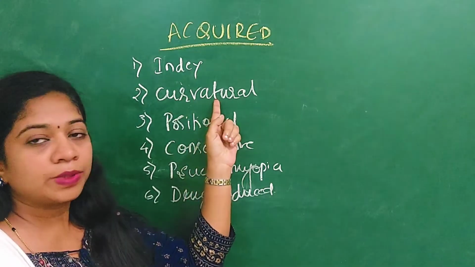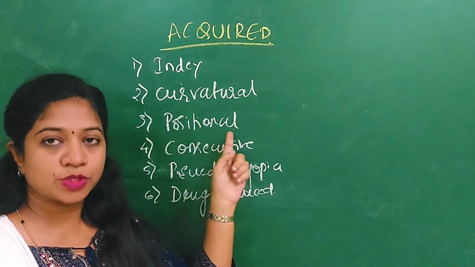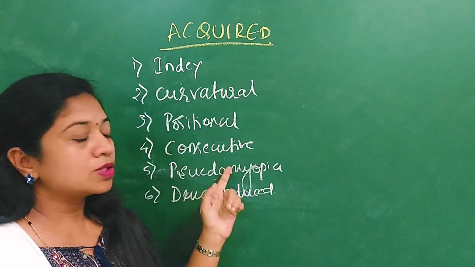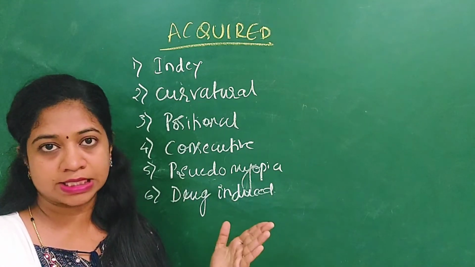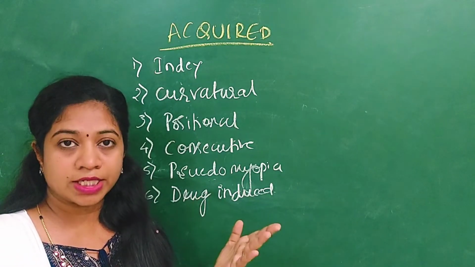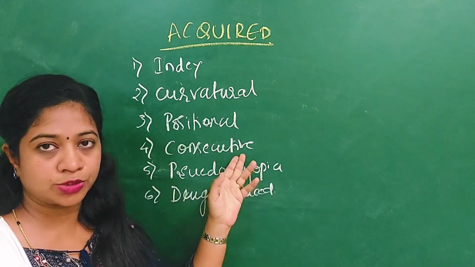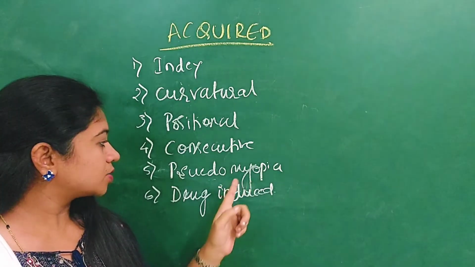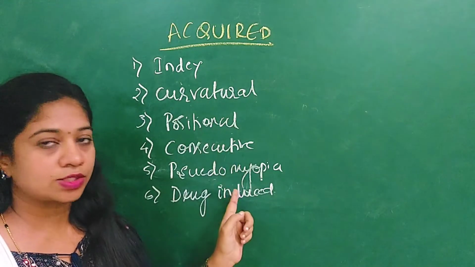Curvature myopia, because of increased curvature of the cornea or the lens, which I have explained. Positional myopia, because of anterior displacement of the lens. Consecutive myopia, because of overcorrection of hypermetropia following surgery, or because of overcorrection when you place the PC IOL, the power of the IOL being too high for the eyeball. Okay, so this is nothing but consecutive myopia. Pseudomyopia, because of excessive accommodation. All these I have explained in my previous video, that is index, curvatural, positional, as well as pseudomyopia.